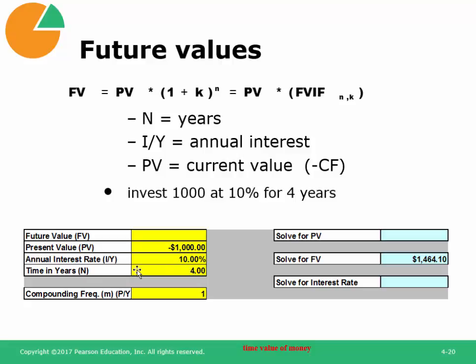The annual interest rate is 10%, time in years is 4, and we're currently using a compounding frequency of just annual, 1 time per year. So the answer to this problem is $1,464 at the end of 4 years. 4 times 10% of 1,000 is $400. The other $64.10 comes from the concept of compounding money. That is, interest earns interest over time.